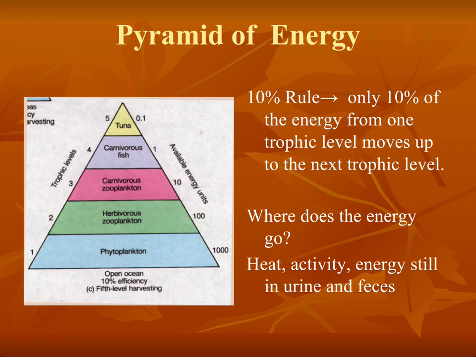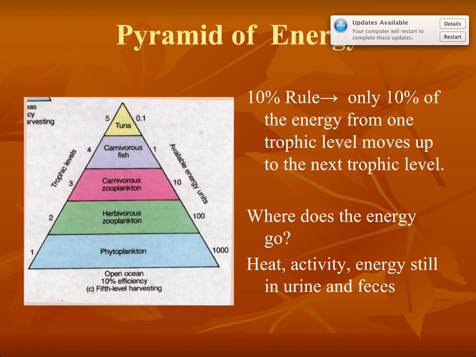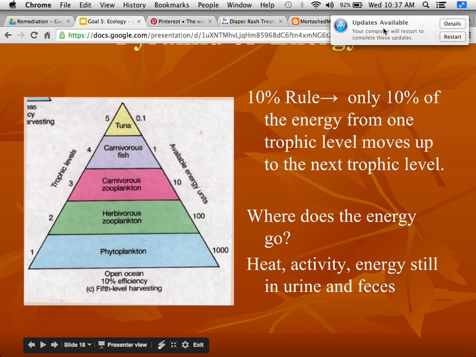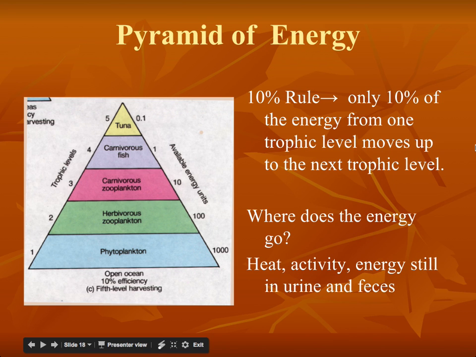The 10% rule. This could pop up. It basically tells us that only 10% of the energy from each level is passed to the level above it. So, for instance, if we look at this, this is an ecological food pyramid.